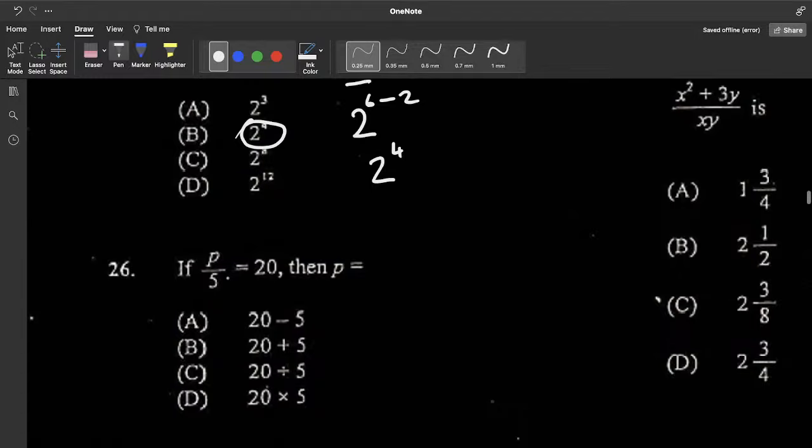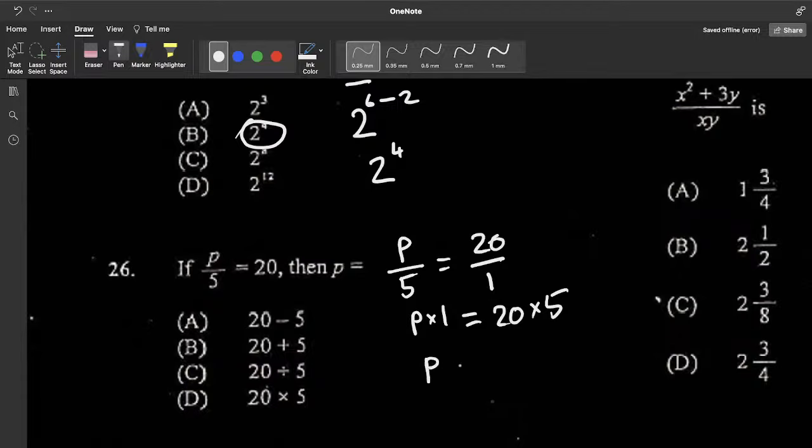So we want to figure out what the value of p is. We have p over 5 is equal to basically 20 over 1. So let's cross multiply. So p times 1 would be equal to 20 times 5. The reason we did that is because we want to have p by itself, and as you can see here, we have p by itself. So p is equal to 20 times 5, and if you see here, this is our answer for that.